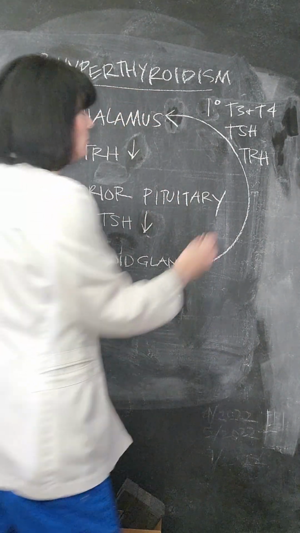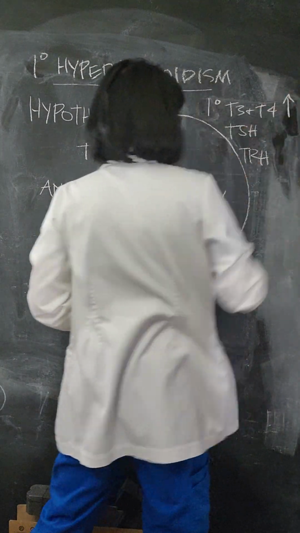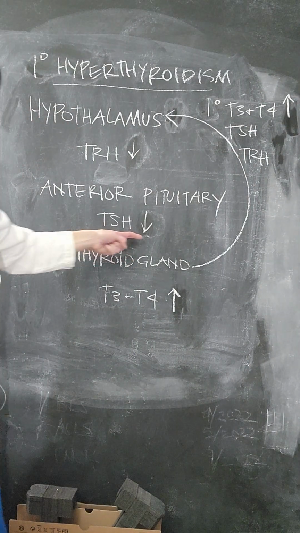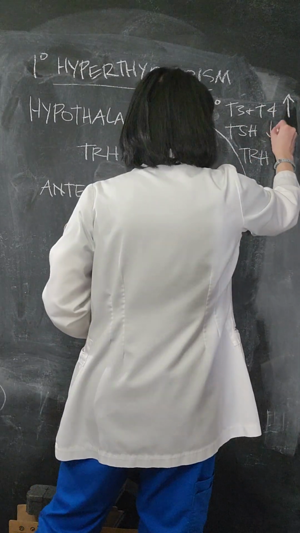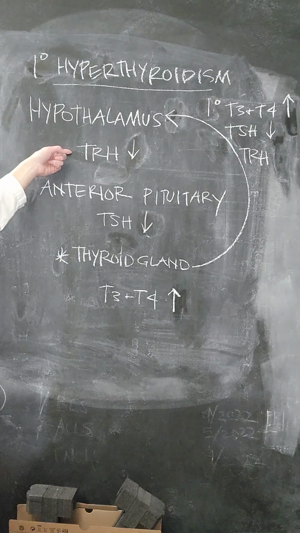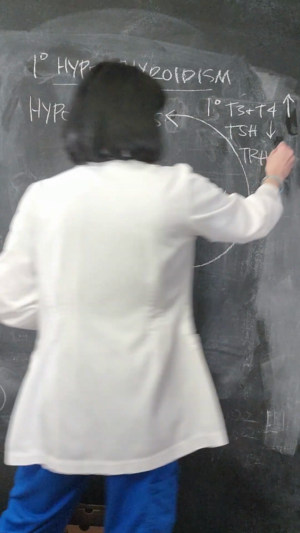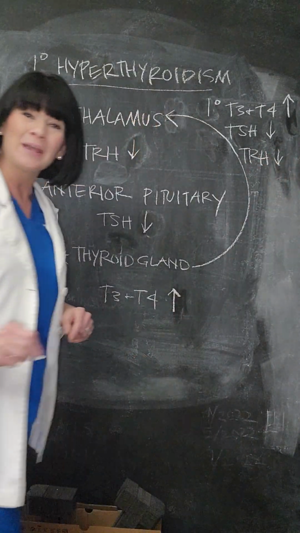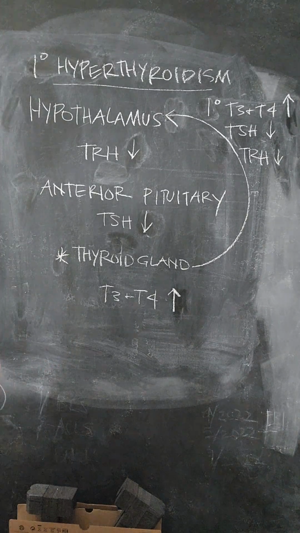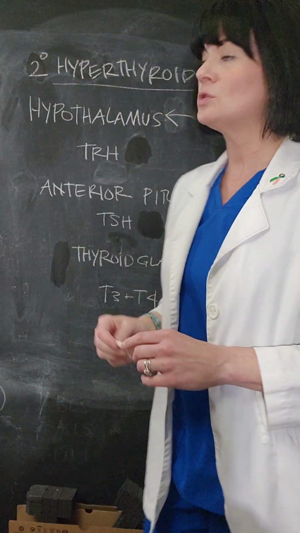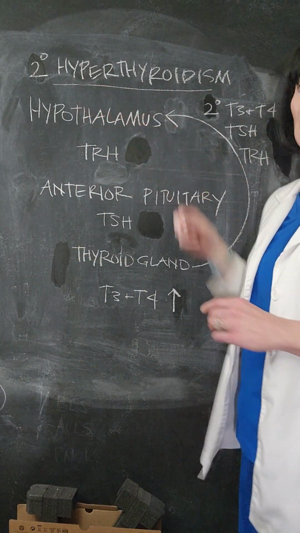So in our primary hyperthyroidism, T3 and T4 will be increased. Thyroid stimulating hormone will be decreased. And the thyroid releasing hormone will also be decreased. That is in primary hyperthyroidism. Now we're going to move to secondary hyperthyroidism.